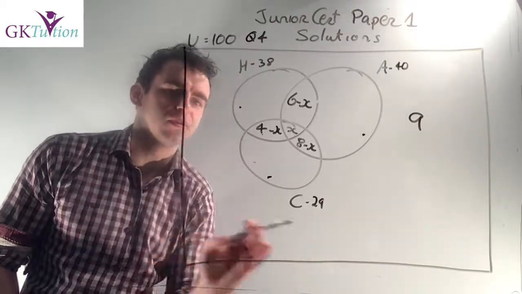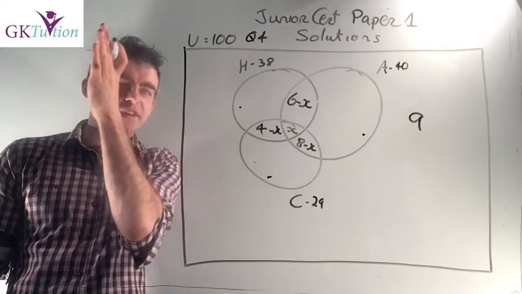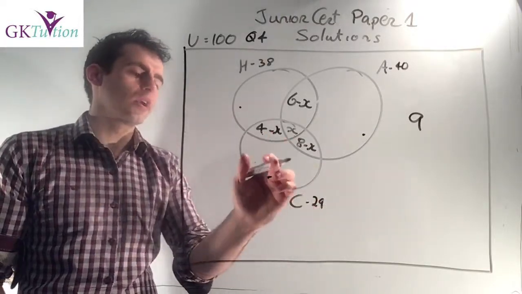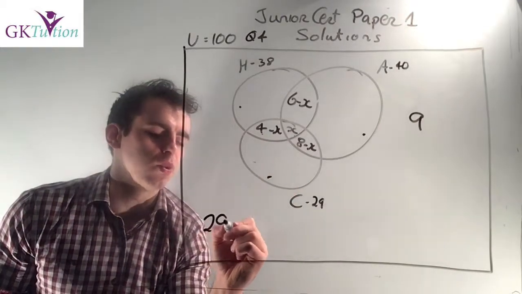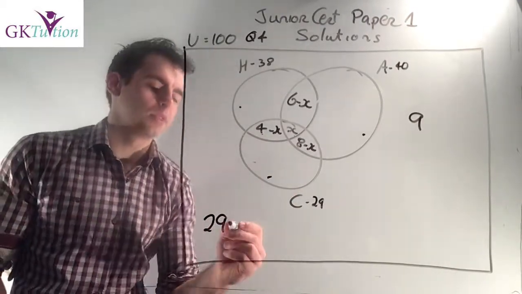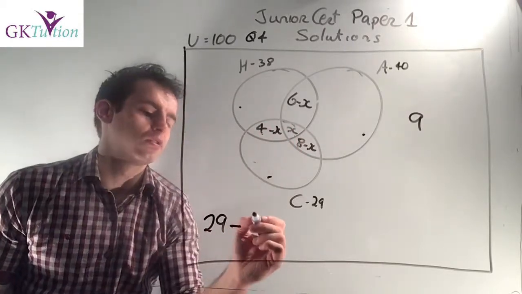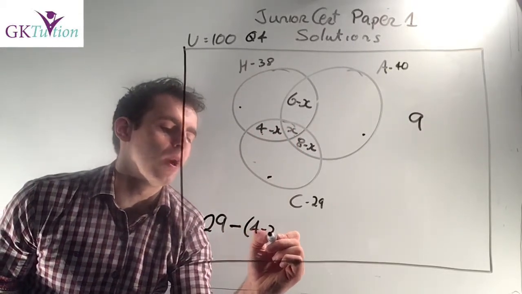Now I'm going to actually do it in my box here. You should obviously do it to the side of your box. I'm just running out of space. So in order to work out what goes here, it would be the 29 people in total who like comedy films, and I'm going to subtract the 3 sections that are already filled. So it's 29 minus 4 minus X.